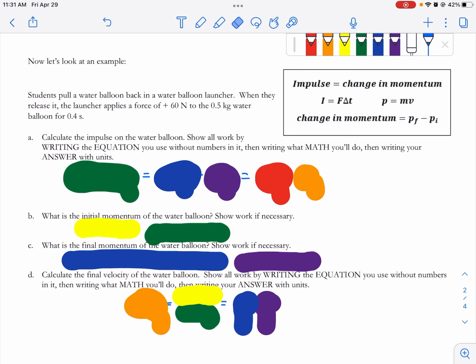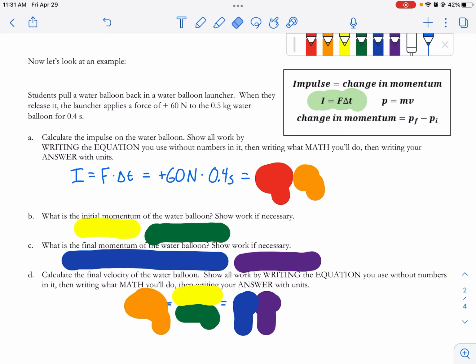So to find impulse, we want this one right here. So that's the one that we're going to write down right there. Now, the first thing we have to put in there is the force, which is 60 newtons, and we're going to multiply that by the time, which is 0.4 seconds. When we do that, we get 24. I kept the positive there, and then we're going to write down our unit, which was Newton seconds. We got the newtons and the seconds. We multiply to get that Newton seconds.